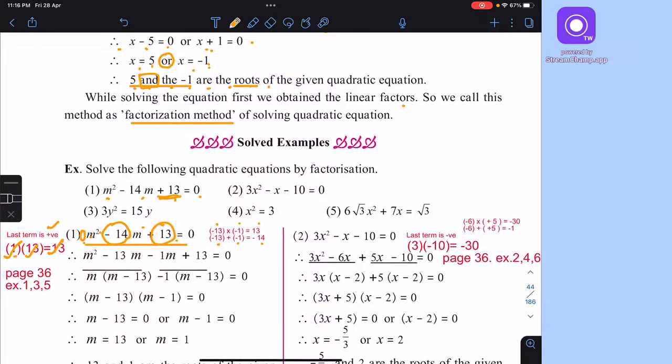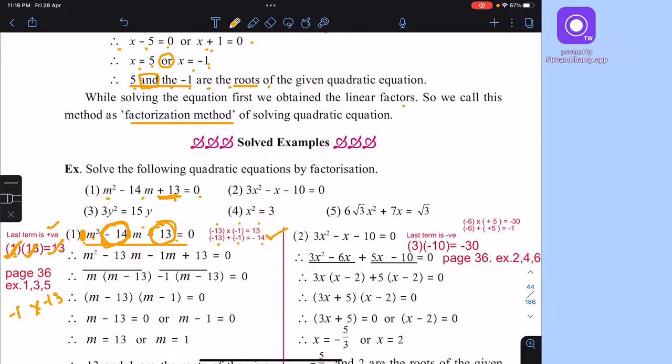You have to understand what we do first. See the coefficient of the quadratic term. Here the quadratic term is 1m square, so 1 you have taken, and the last term is 13, that 13 is taken. You have to multiply, 1 into 13 is 13. Now the factors of 13 are 1 into 13, only one pair of factors. Now since we want the middle sum as minus 14, we have to take both minus 1 and minus 13. That is what is shown here.